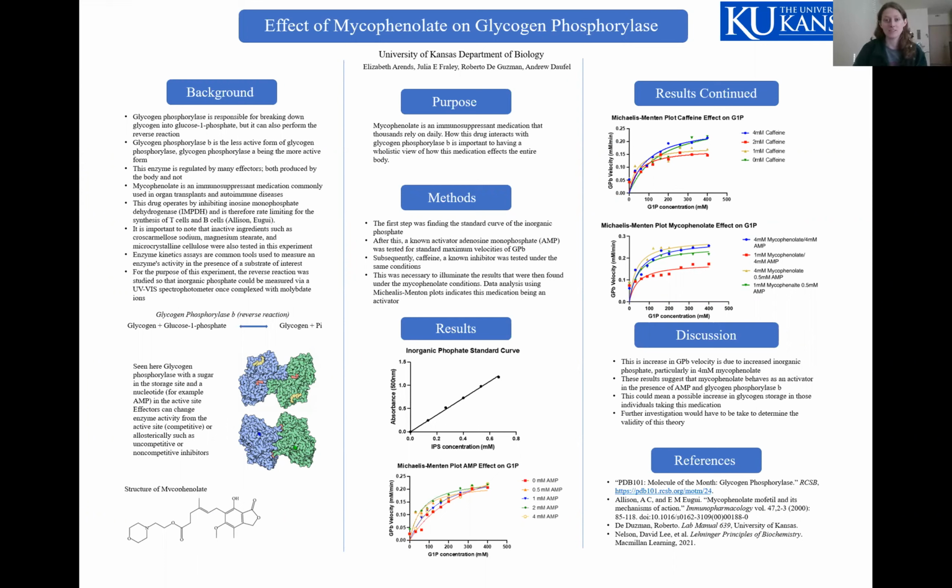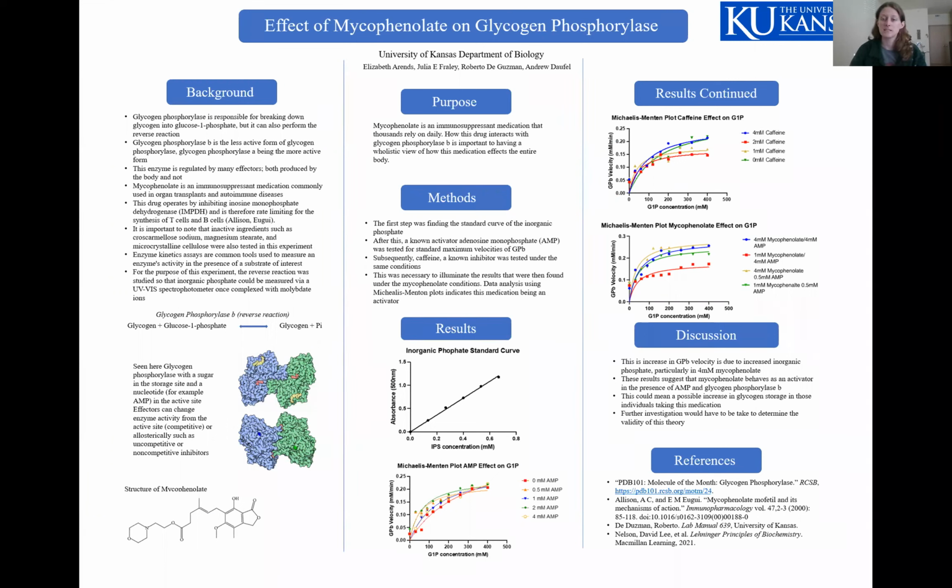All right, so a little bit of background on this enzyme. Glycogen phosphorylase is known for being responsible for the breakdown of glycogen, which is what we have as food storage in our individual cells, specifically in our liver as well. And glycogen phosphorylase b is the less active version of that enzyme.